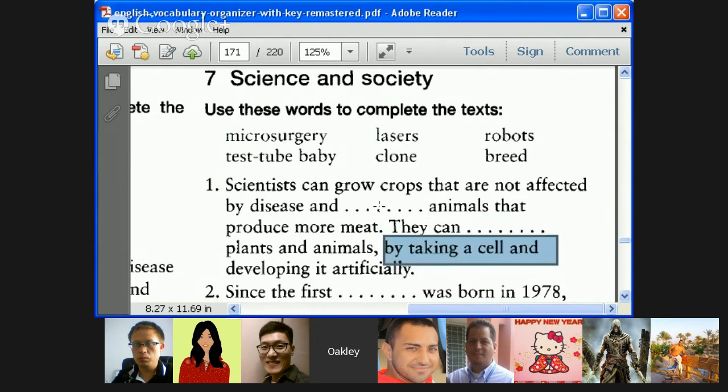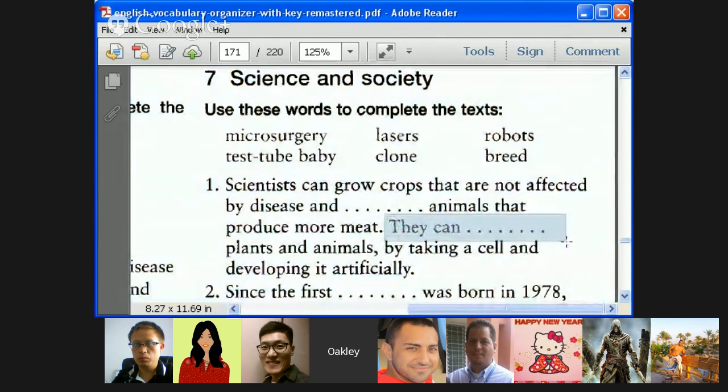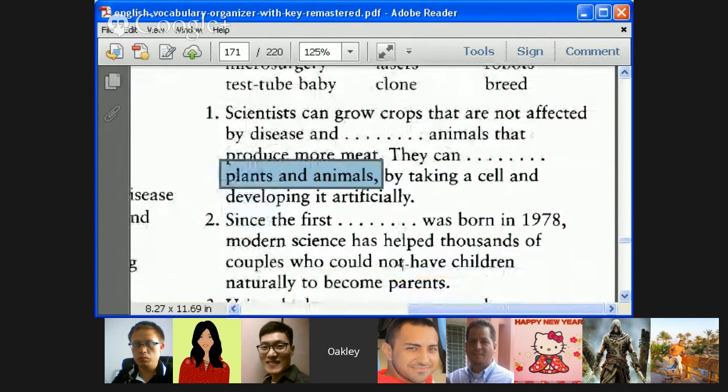Okay, so they grow crops. That's natural. You grow crops. A farmer grows crops and breeds animals. The more natural way we do it. Then they can clone plants and animals. Both can be cloned by taking a cell and developing it artificially. All right, there we go. That's the idea.